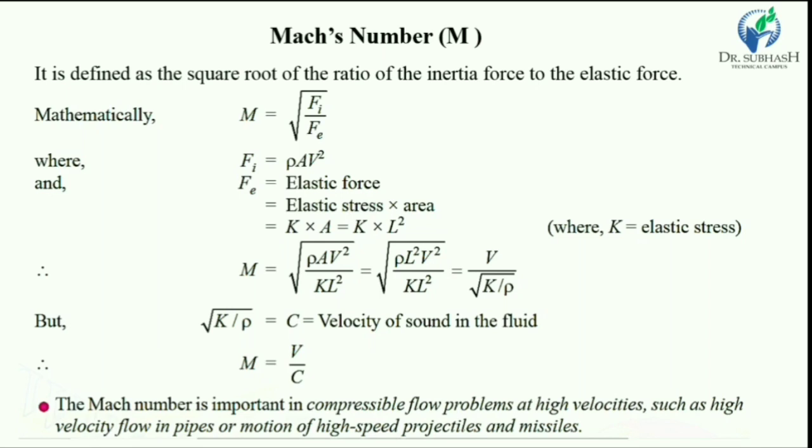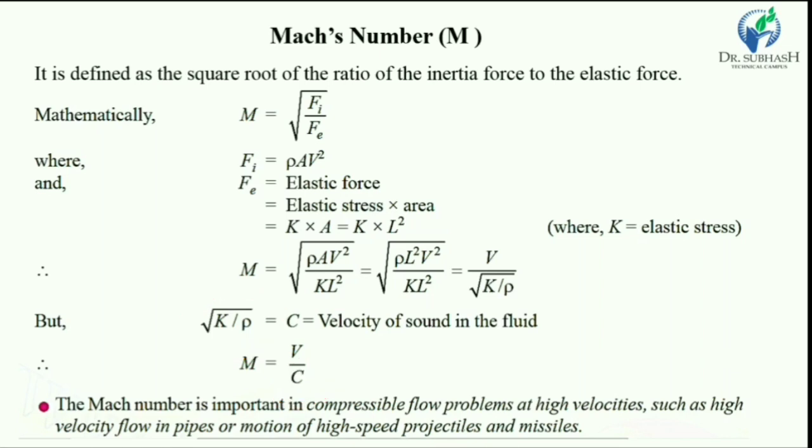Here, in the square root, K by rho is defined by capital C, and it is the velocity of sound in fluids or liquids. And Mach number is in short defined by capital M. Okay, note that. So M is equal to V upon capital C, and capital C is the square root of K by rho.